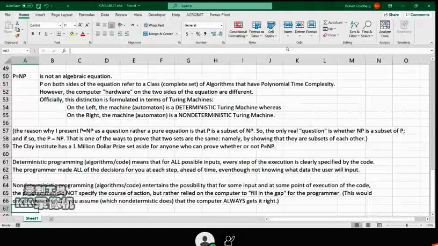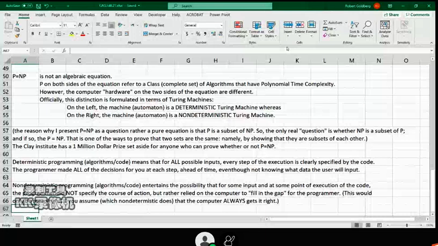Fine. Non-deterministic programming or code assumes that at some point the programmer did not specify the course of action personally, did not say it, but rather relied on the computer to fill in the gap for the programmer and tell me what to do. Right? X has to equal something. I can't figure it out. Computer, tell me what X should be equal to right now. And the computer somehow does it.